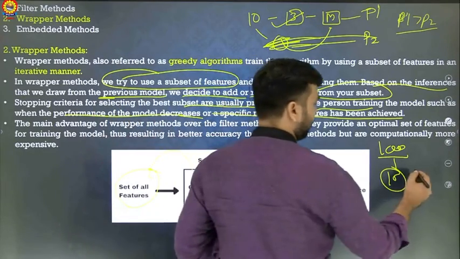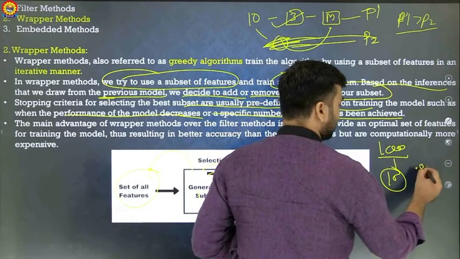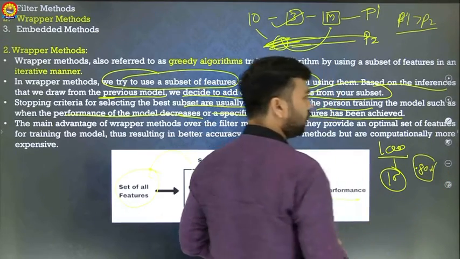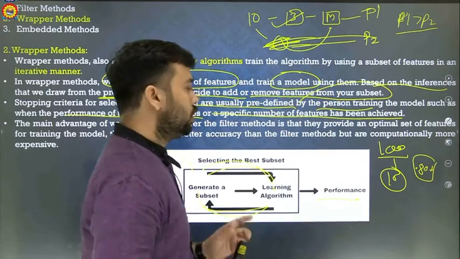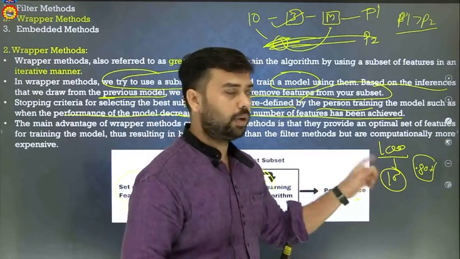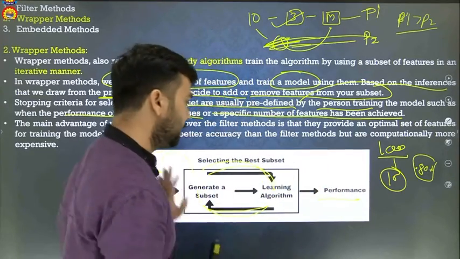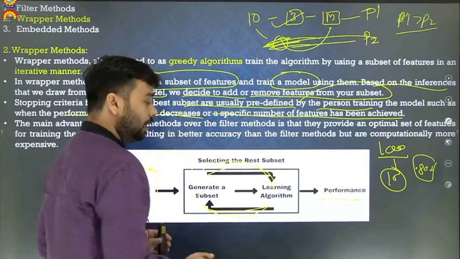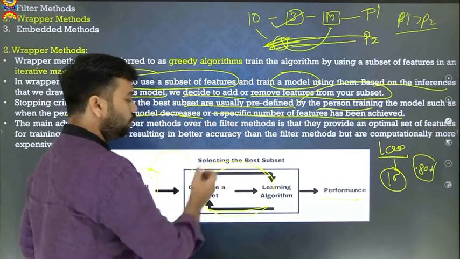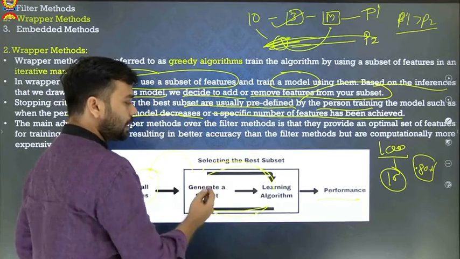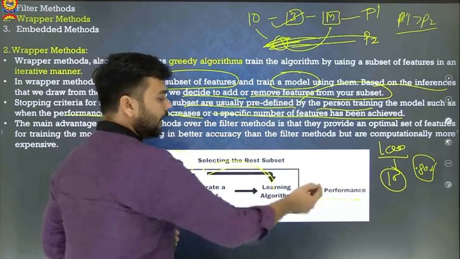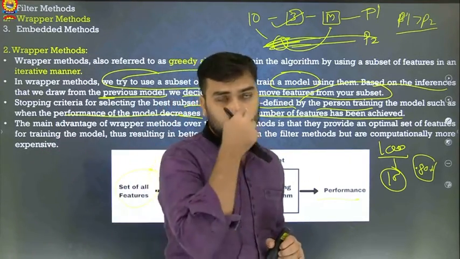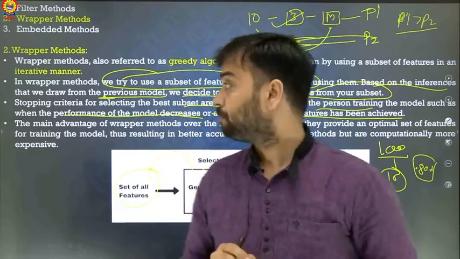Or I set a parameter that I need 80% accuracy of the target value. So if I achieve the 80% target value, then I stop the iteration. So it is an iterative method. It is embedded in the model. It embeds the logic to iteratively generate the subset, apply it to the algorithm, and check the performance. Okay, so it is an embedded method.